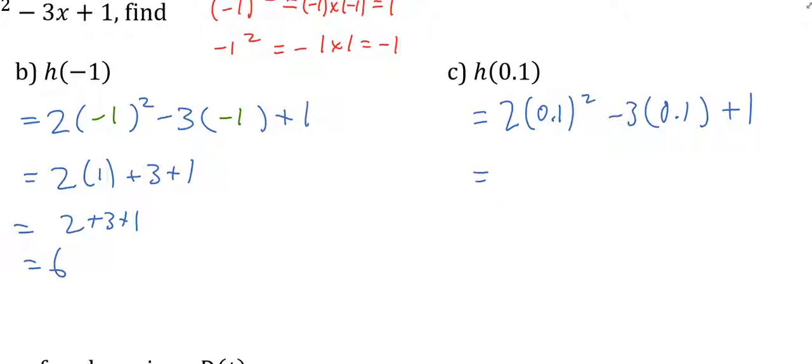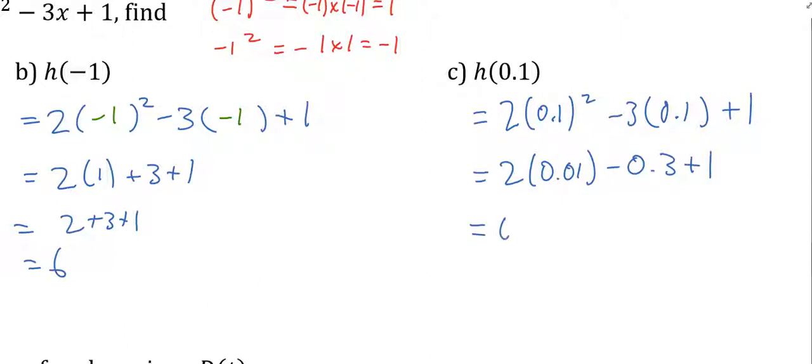Anybody? 0.01 minus 0.3 plus 1, which is 0.02 minus 0.3 plus 1. And that, again, on your calculator, like this, that's not hard to do in your head, but we just don't do a lot of adding decimals, so we're not used to it.